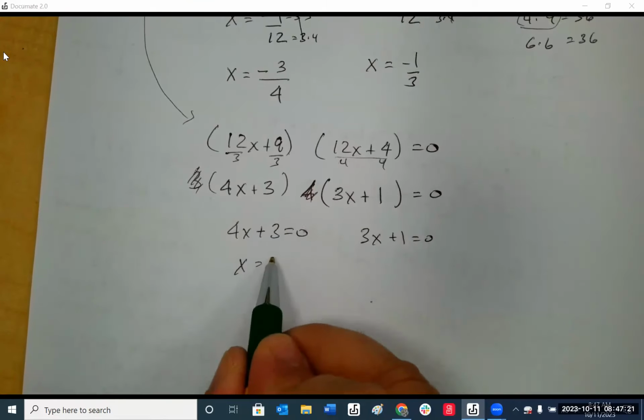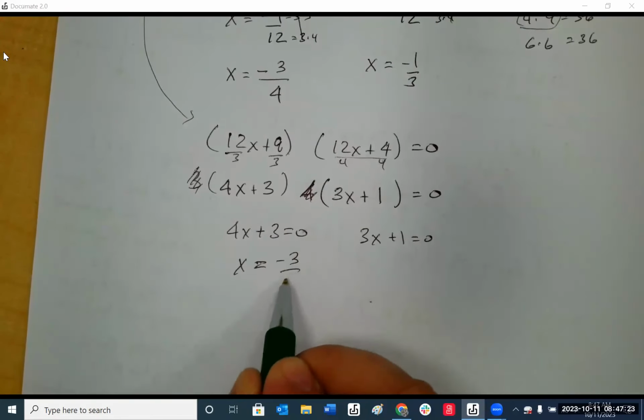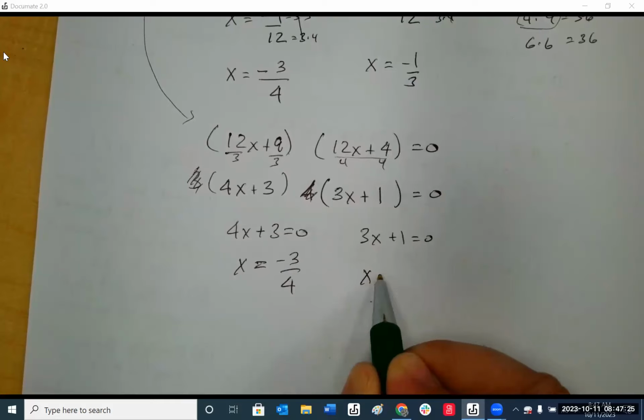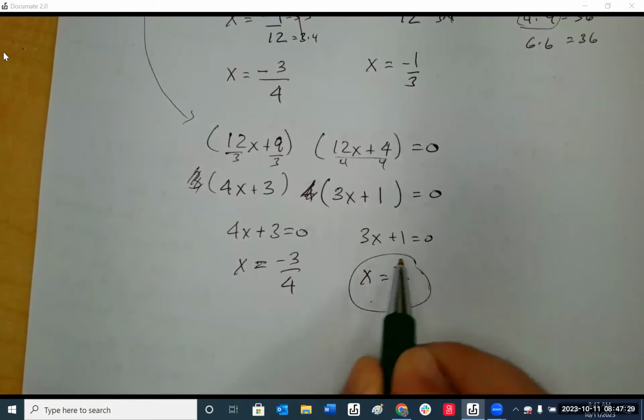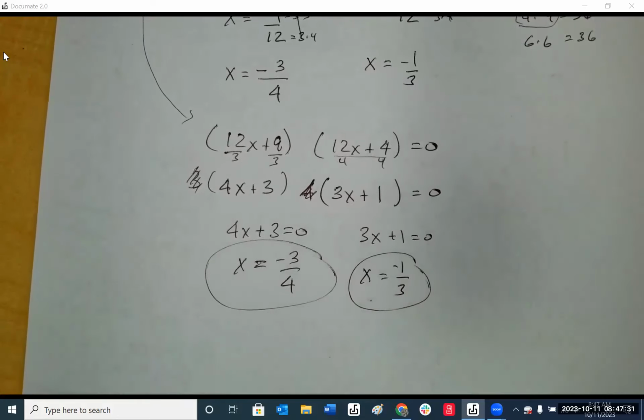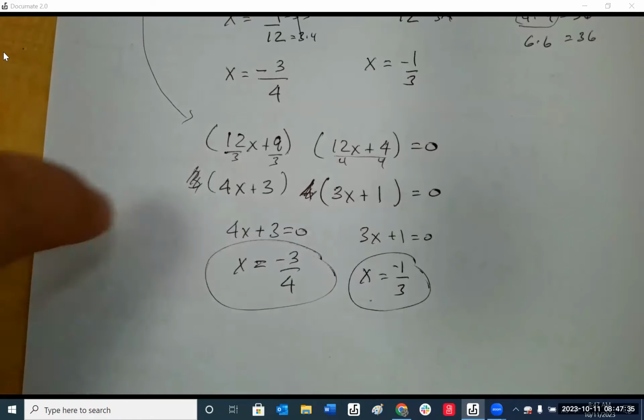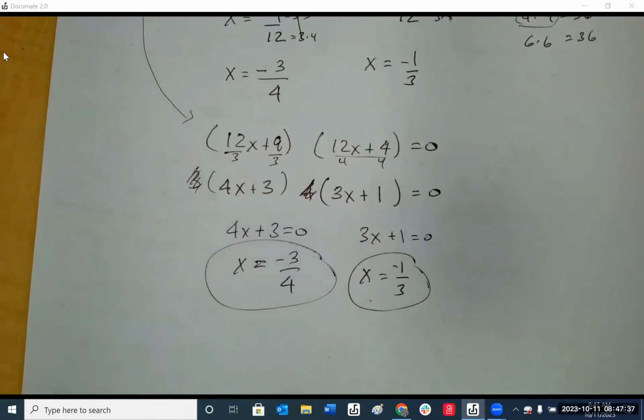Move the 3 over, divide by 4. Move the 1 over, divide by 3. They both give you the same answer, but the second method that we're supposed to have done is much easier to do it that way. So this finds us our x-intercepts. Remember, we want to graph these things.